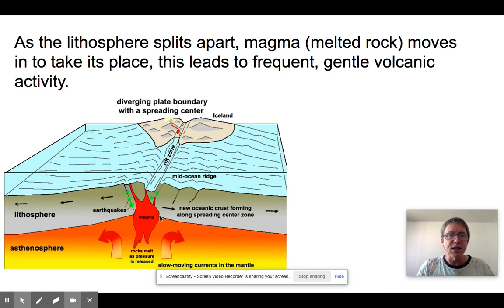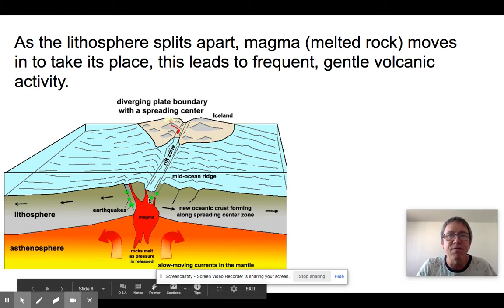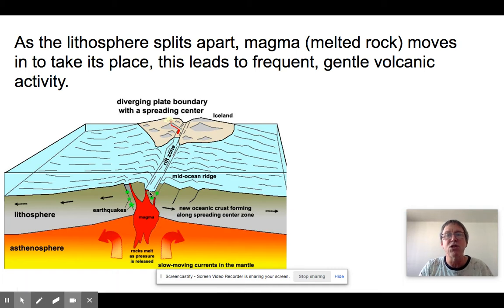So, as I said, as the lithosphere pulls apart, remember that's the upper crust, the crust and the upper mantle, a couple things are going to happen. One is there's going to be volcanic activity, but there's not a lot of power to it. It's very gentle volcanic activity. You wouldn't even know about it if you were in the boat above it.